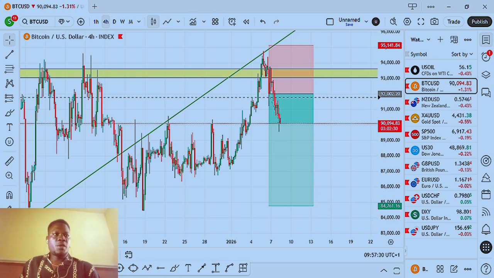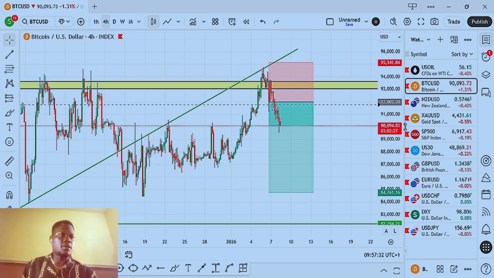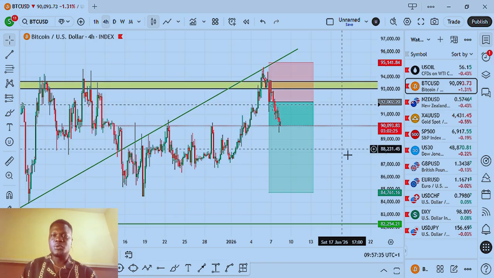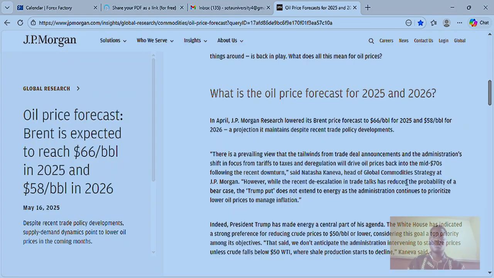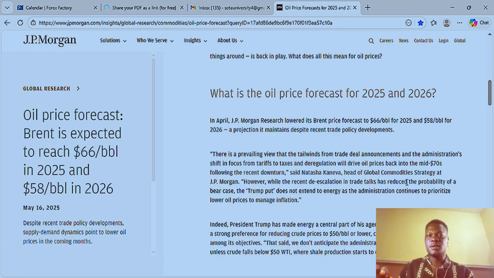But before we look at Bitcoin or New Zealand dollars, let's look at JP Morgan's projection for the year 2026 on US oil. Let's compare their analysis with what our analysis is saying, whether our analysis corresponds with their projection for 2026. JP Morgan is an investment bank. They usually give all this data every year on both the currency market and the commodity market. You can go to their website and get those data to compare your analysis with what this investment bank is saying.